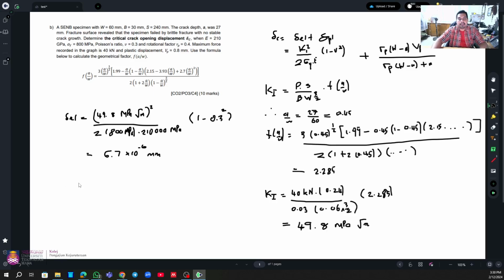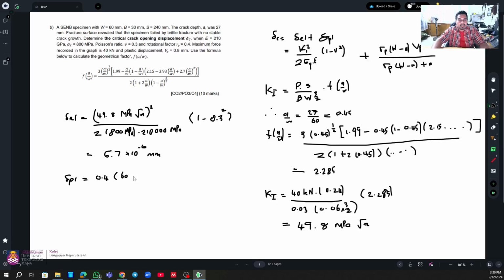Alright, and same goes to the delta plastic. Sorry, because I'm using the cursor, it is quite slow. So this one is RP. The formula is RP. So RP we know is 0.4. Okay, and then W, in this case, since we just want to maintain it in millimeter, just straight away using the millimeter here. It's up to you. You can convert to the meter first.